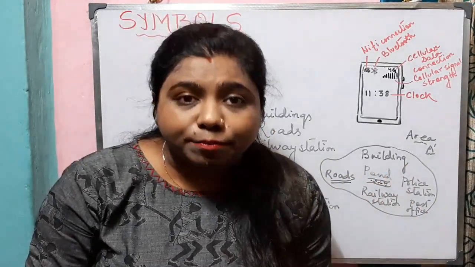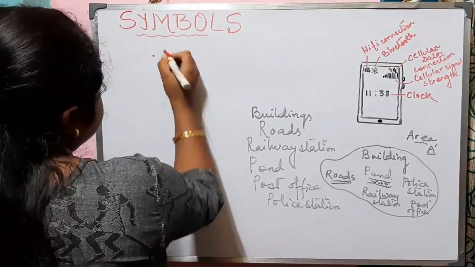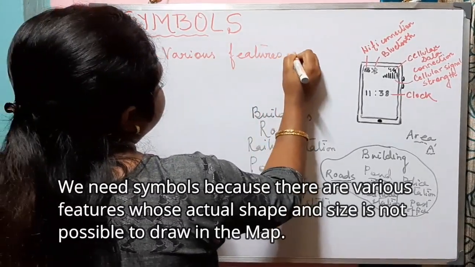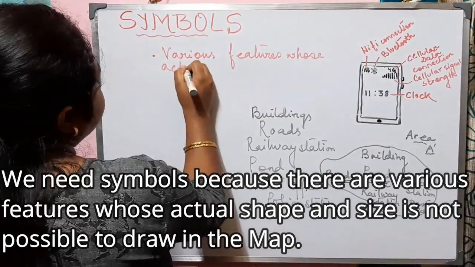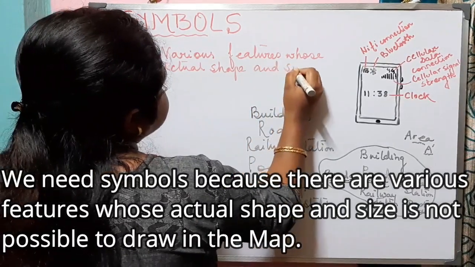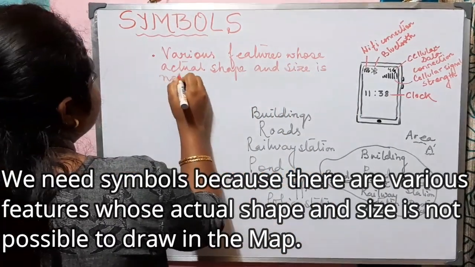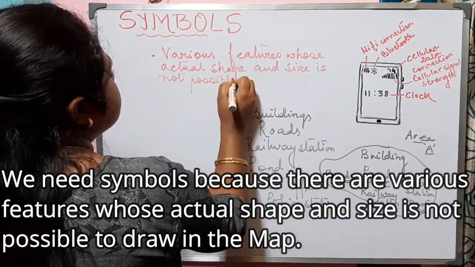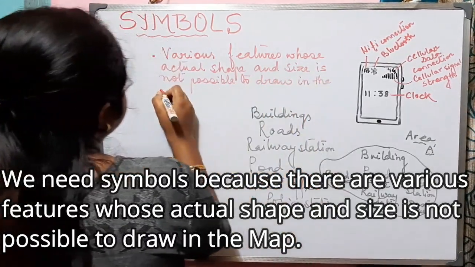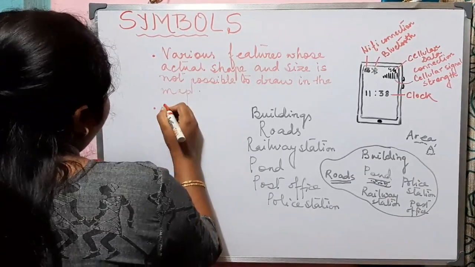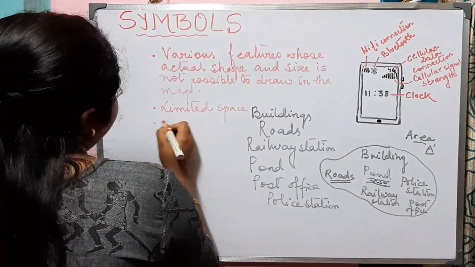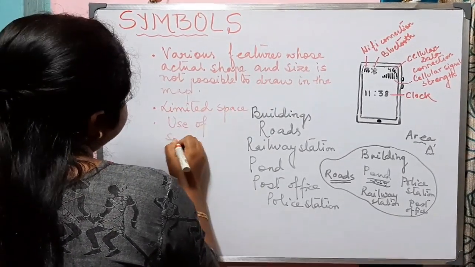So why do we need symbols? We need symbols because there are various features whose actual shape and size is not possible to draw in the map, and we know that the space in the map is limited, so we use symbols.